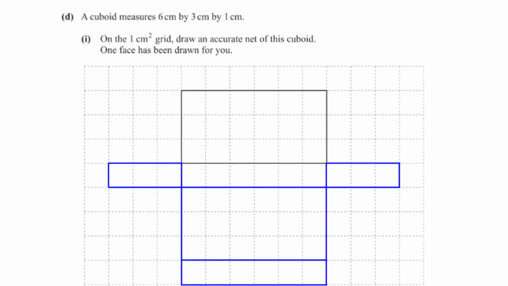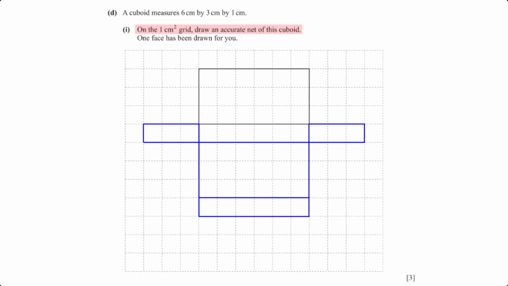A cuboid measures 6 centimeters by 3 centimeters by 1 centimeter. On the 1 centimeter square grid, draw an accurate net of this cuboid. One face has been drawn for you. A cuboid has 6 faces. In this case, 2 of the faces would have the dimensions 6 centimeters by 3 centimeters. Another 2 of the faces would have the dimensions 6 centimeters by 1 centimeter. And the remaining 2 faces would have the dimensions 3 centimeters by 1 centimeter.